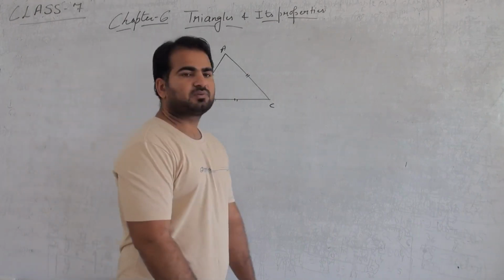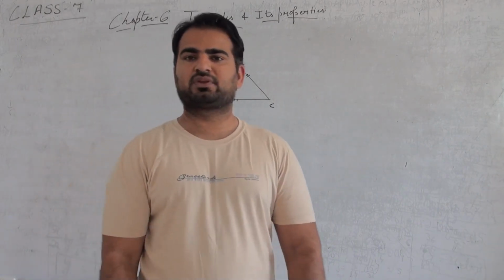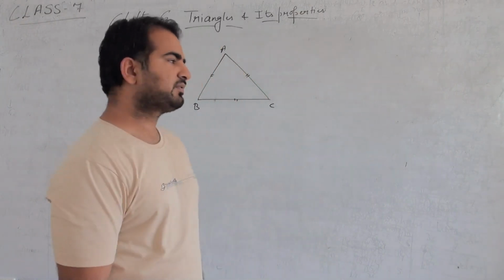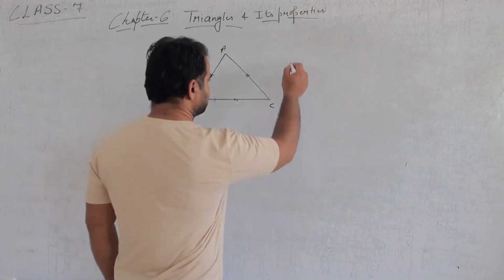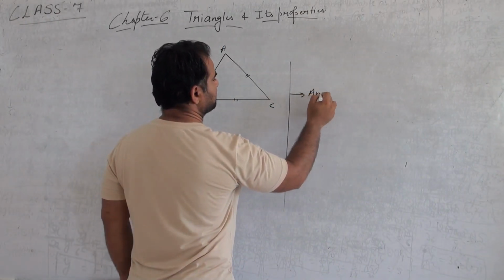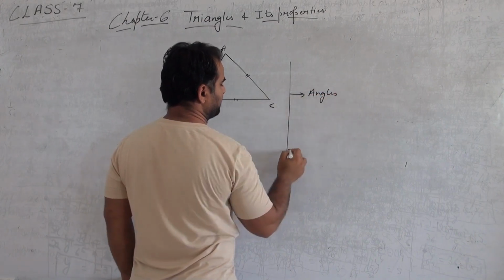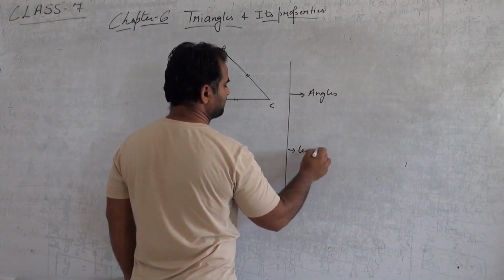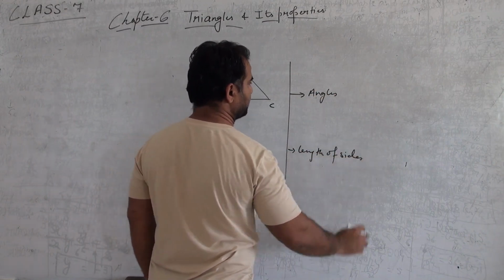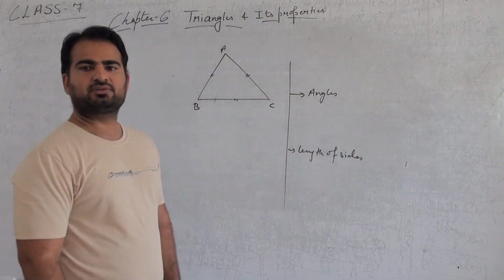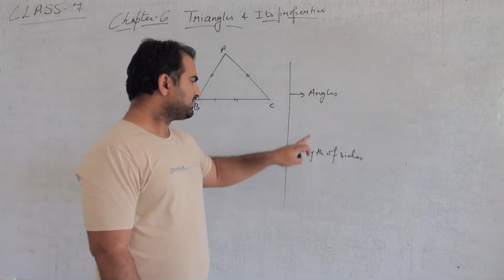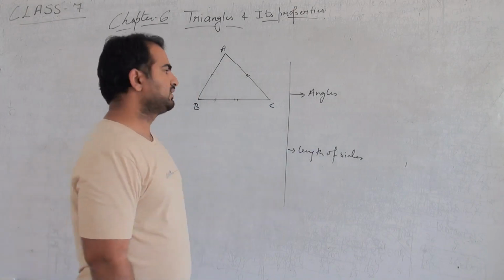Next, what are the properties of a triangle? Before properties, we must know how many types of triangles there are. On the basis of two things, angles and length of sides, triangles are classified.